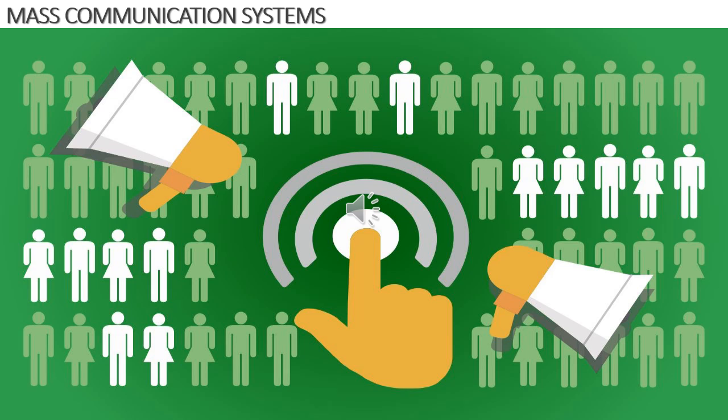It helps in creating awareness among the people regarding various national policies and programs. The mass communication system can provide information to people in two methods: one is through print media and another is through electronic media.